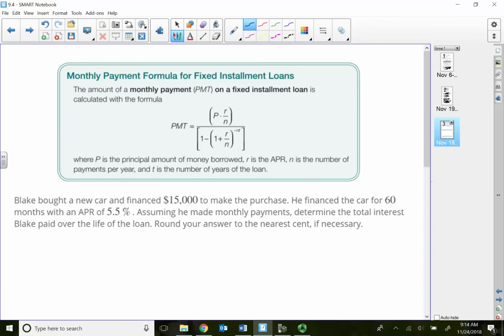Welcome back to Math 155, section 9.4. So let's continue with our monthly payment formula for the fixed installment loans.